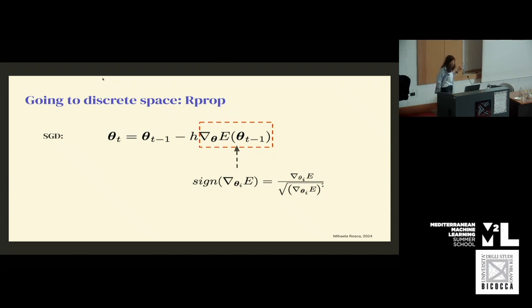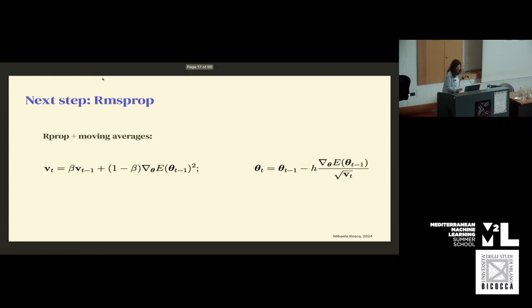But an insight here comes from the fact that you can write the sign of the gradient as the gradient divided by the square root of the gradient squared. And you can say, well, Mihaela, but this is pretty trivial. Yes, but from here we can use some insights from momentum that we've just seen and use moving averages to stabilize things a little bit. We still use the gradient for the numerator, but use a moving average for the denominator. And that's it. We derived RMSprop, an algorithm that we tend to use quite a lot.